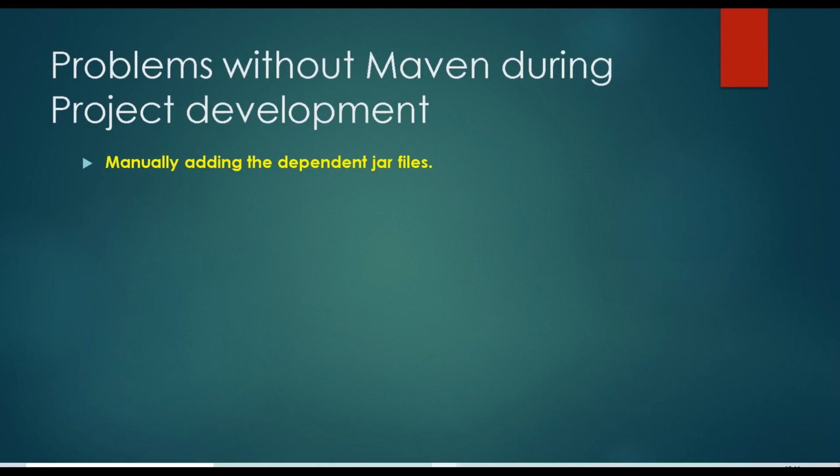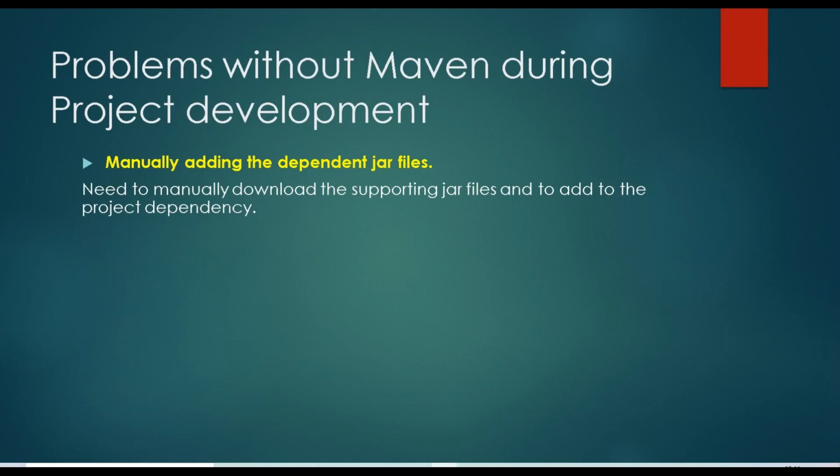Okay, so let's see what the problems are without Maven during project development. Manually adding the dependent jar files. I just mentioned this: you need to manually download the supporting jar files and add them to the project dependency. This is the main time-consuming work if you are going to develop a complex project. You also have to check the versioning. You need to take the proper jar file with the proper version from the Maven dependency, and you need to upload it. So it will take a lot of time to do those steps.